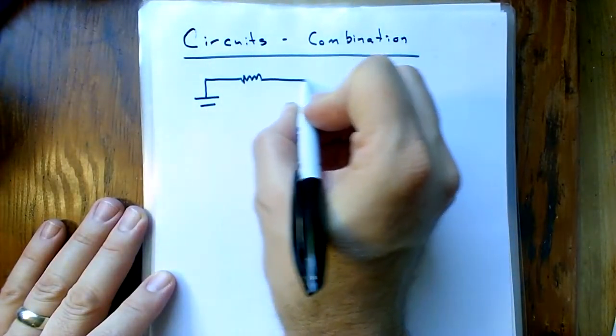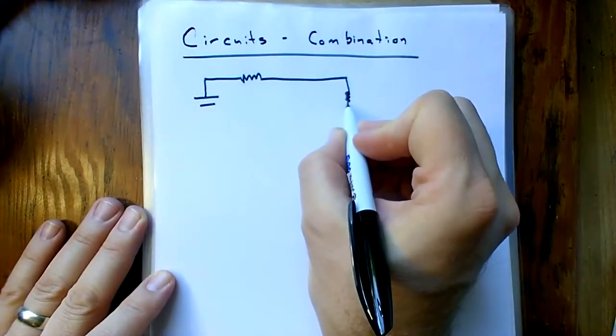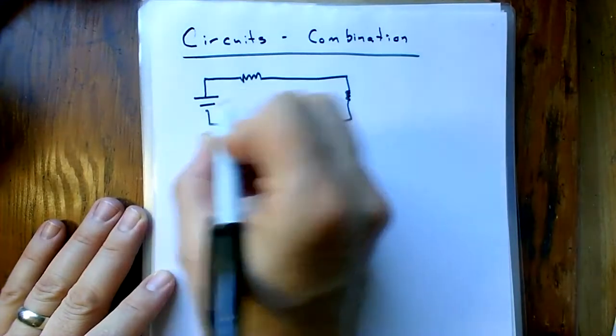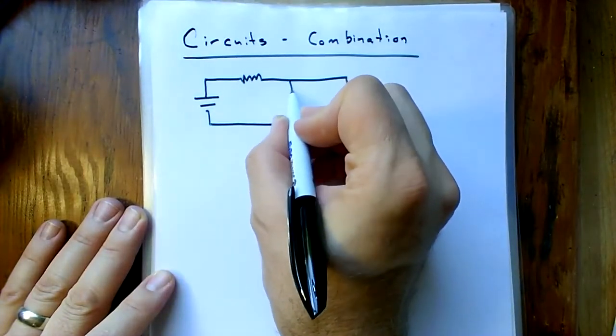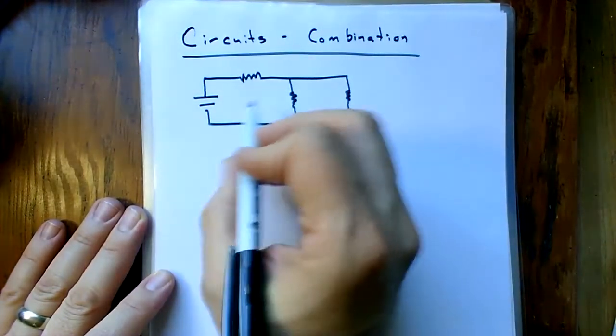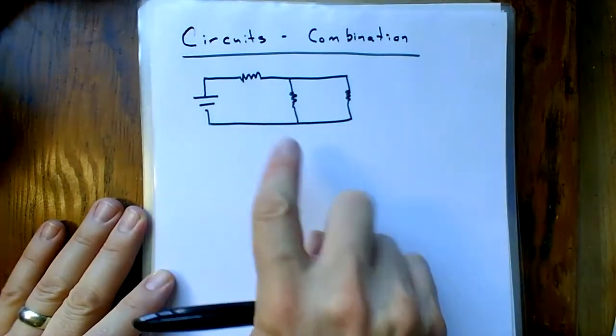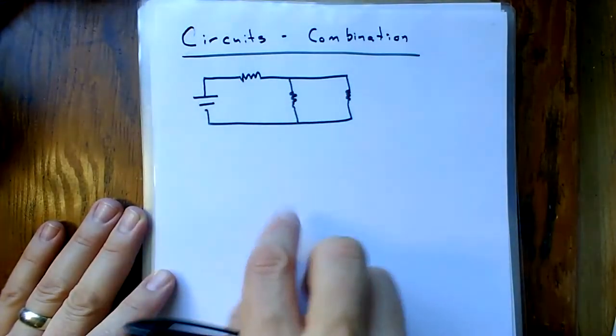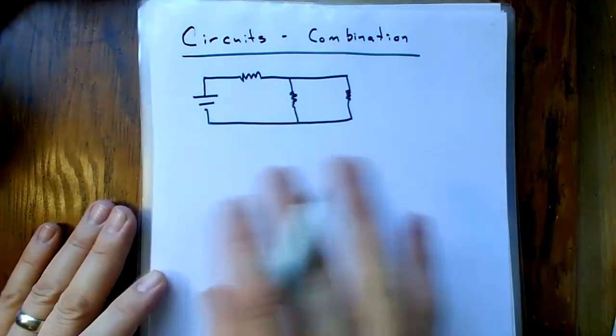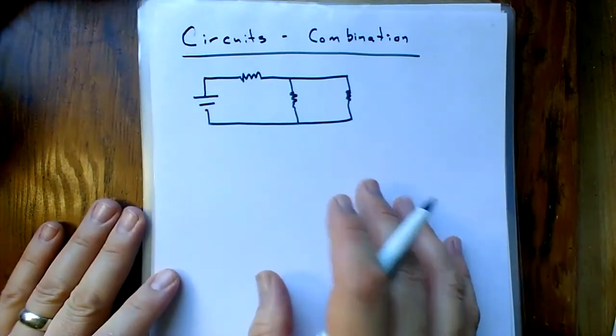You could have something that looks like, that would just be series. Here would be series and parallel. So you could have something that looks like this. You could have things here. You could have two sets of parallel and one set of series. There's all sorts of things that can happen.